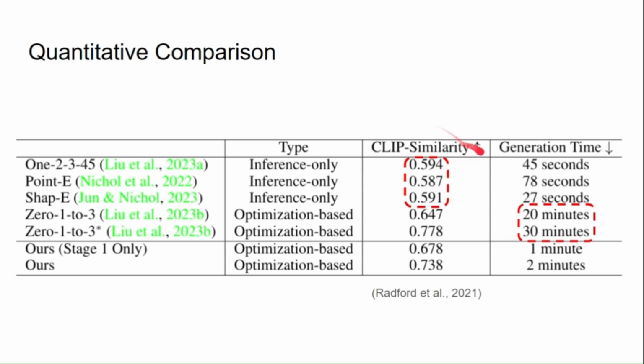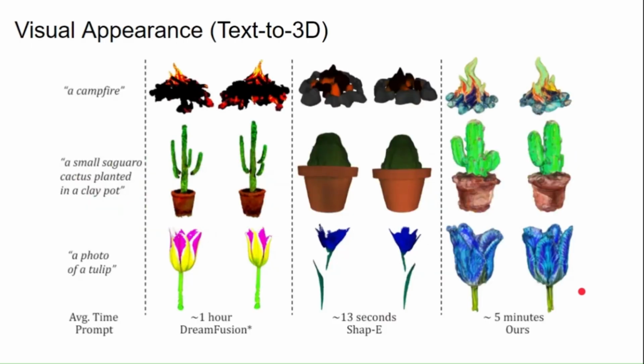There are two metrics. First is CLIP similarity, proposed by OpenAI, which is an image-to-image similarity. And another is generation time. So compared to inference-only methods, they have faster runtime, but their overall CLIP similarity is worse than DreamGaussian. And comparing to Zero-1-2-3, especially with this multi-view method with this star mark, the quality loses a little bit. But in comparison with generation time, DreamGaussian is comparably much faster. And here are some samples for text to 3D generation.